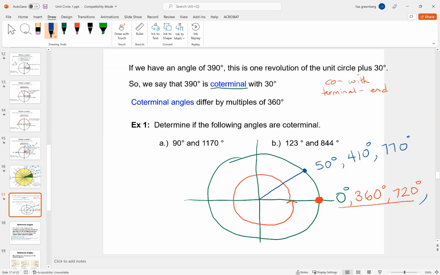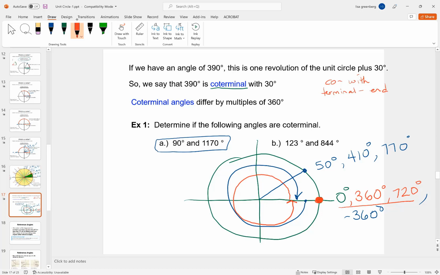It can also be negative 360 degrees, because I could start here, go around my circle in the negative direction, which would make that negative 360. Okay, so that's what coterminal angles are. So how do we determine if two angles are coterminal? Well, there's a few ways. Do you have any ideas?